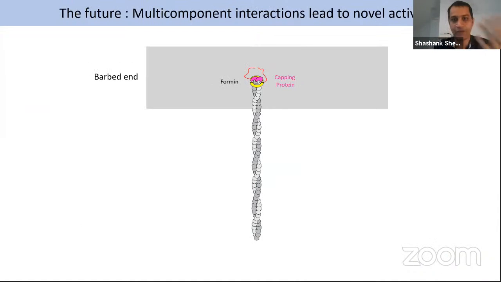And the question, of course, is where do you go from here? So far, we've only shown you a very simple reaction, an elongator and a blocker binding together at the plus end.